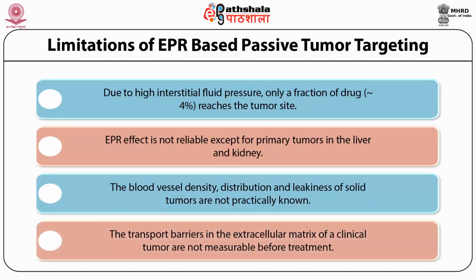The transport barriers in the extracellular matrix of the clinical tumor are also not measurable before the treatment. Passive targeted nanoformulations may end up releasing the drug into the tumor milieu rather than within the cancer cells. This phenomenon is known as the PEG dilemma. Those drugs which are not readily absorbed or released outside the tumor cell, such systems are not able to achieve the effective concentration over an extended period of time.